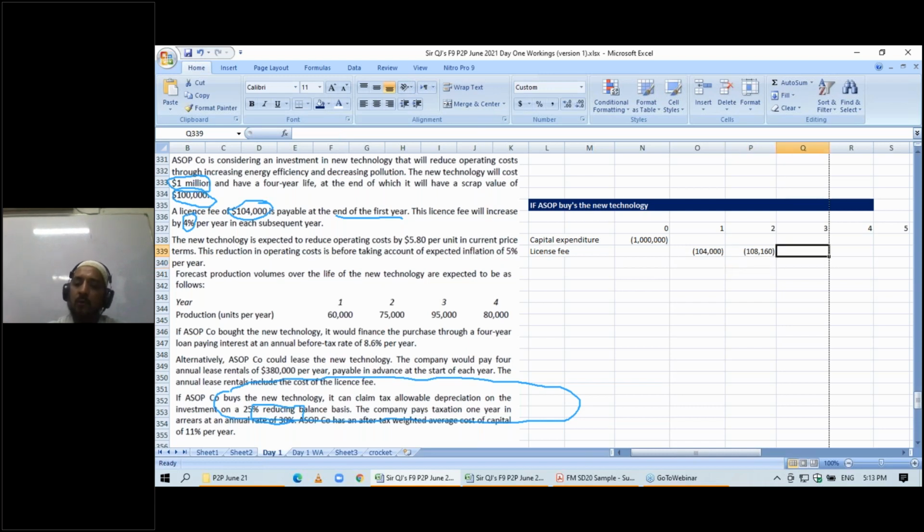Then one more time, increase the license fee by 4%. Multiply 108,160 by 1.04, and then one more time increase by 1.04. So 112,486 multiplied by 1.04 gives you the fourth payment. So I've increased the license fee by 4% from the second year onwards.